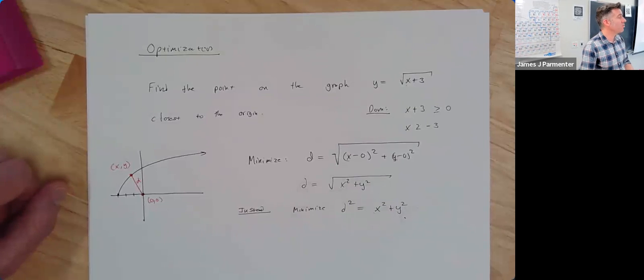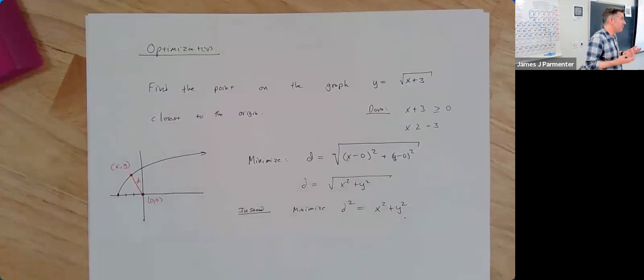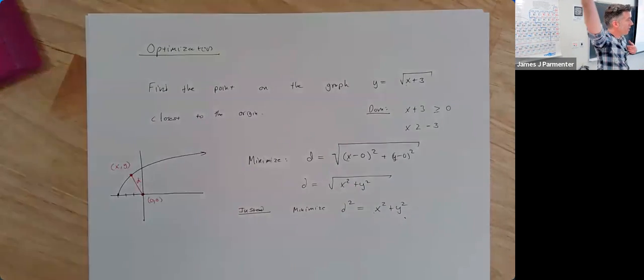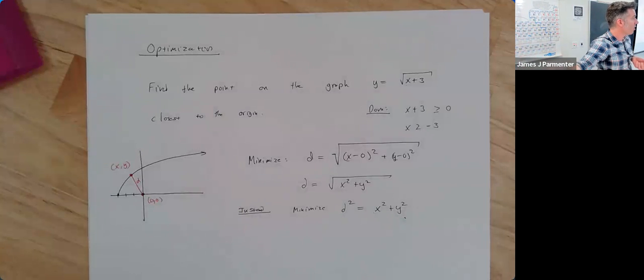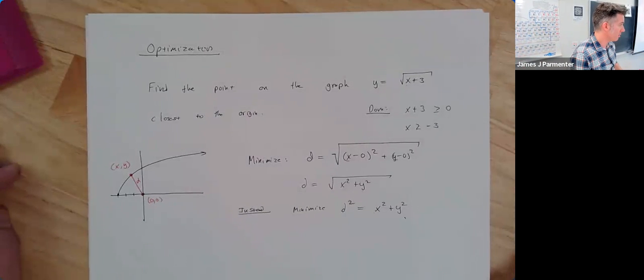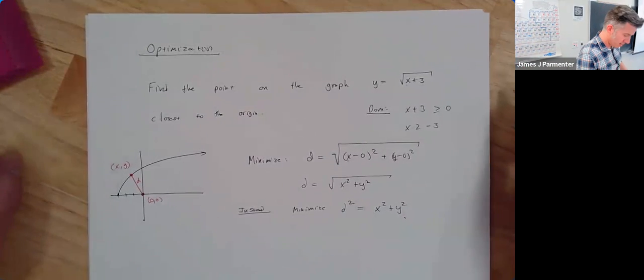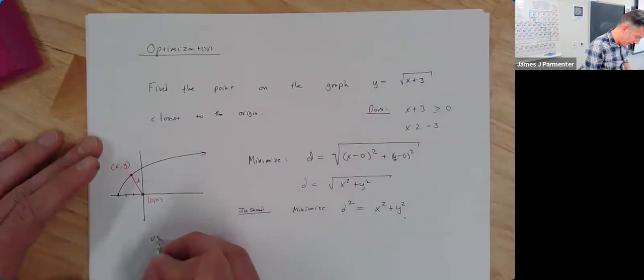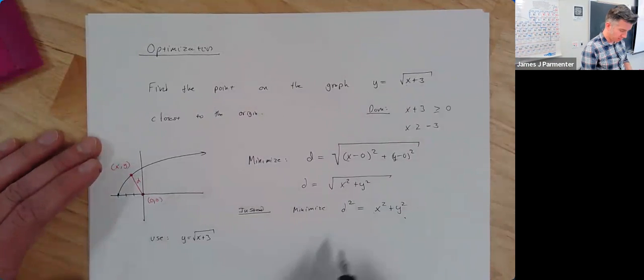You have to use your constraint. And the constraint is the limiting piece of information that maybe the two numbers add up to 100, or the volume of this box has to be 32 cubic feet, or in this case, that point is on the curve y equals the square root of x plus 3, which means we know that y equals the square root of x plus 3. So we're going to use the fact that y is equal to the square root of x plus 3. We're going to plug that in.